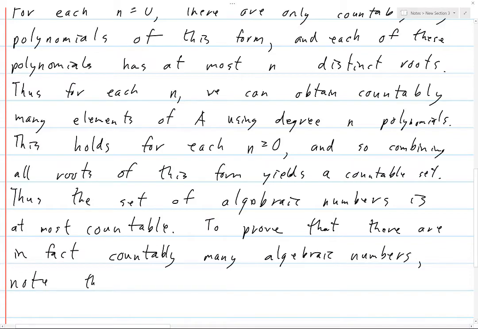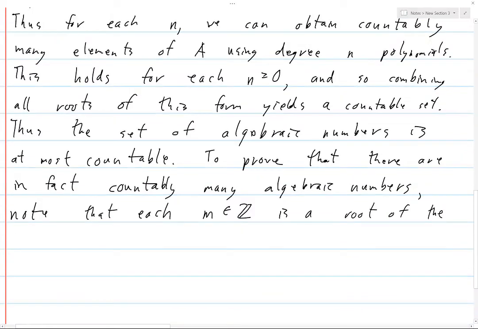Note that each, sorry, I'm using n already. Each integer m is a root of the polynomial. Well, you just take x minus m, because if you plug in m, then you get 0. And so, since this holds for every integer, the integers are a subset of A.